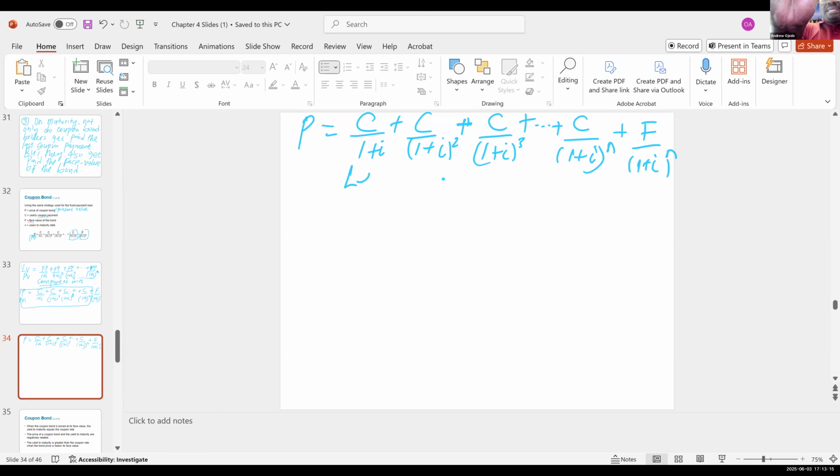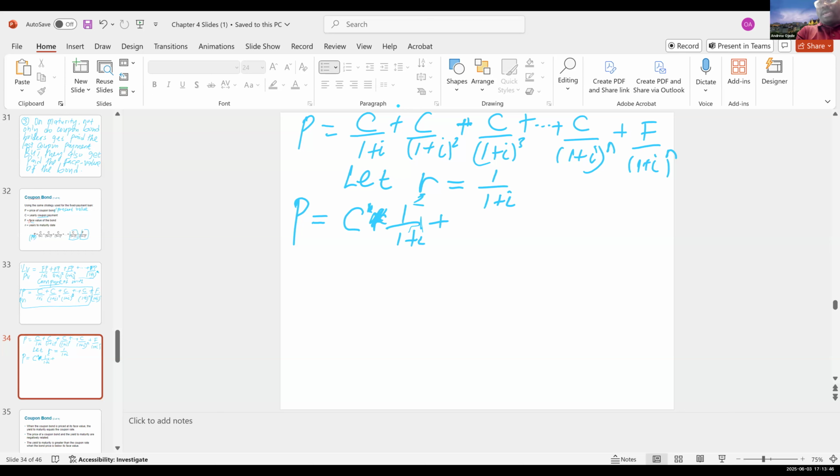We can say, just as we did, let R be equal to 1 over 1 plus I, like we did for the fixed payment loan. Remember when I derived that formula? So that means you can write this as P equals C times R, because C over 1 plus I is C times 1 over 1 plus I, but 1 over 1 plus I we're representing as R. Maybe I skipped a step. Let me write this as C times 1 over 1 plus I first, so you see what I'm doing.